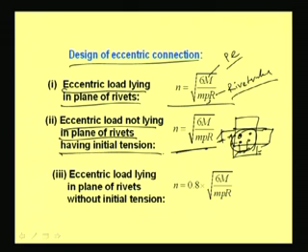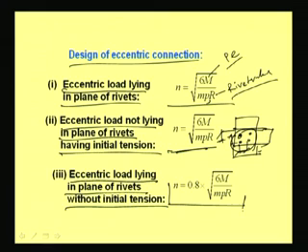of rivets, having some initial tension. This is another case. In this case the formula is the same, N is equal to 6 m by MPR. And another case comes, eccentric load lying in plane of rivets without initial tension. Without initial tension, when we are going to consider, we will be considering that N is equal to 0.8 into 6 m by MPR. Okay. So, N is equal to 0.8 into 6.